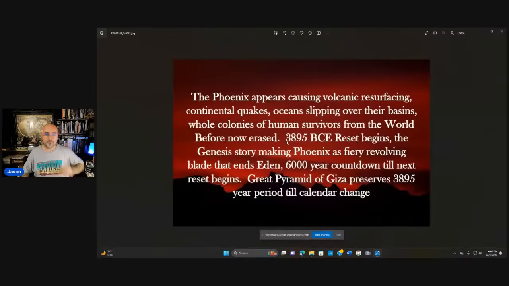So, the Phoenix appears. This is 3895 BC: volcanic resurfacing, continental quakes, oceans slipping over their basins, whole colonies of human survivors from the world before, they're now erased. 3895 BC, reset begins, the Genesis story making Phoenix as a fiery revolving blade that ends Eden. This begins the 6,000-year countdown till the next major reset. We're not talking about something as simple as the Phoenix phenomenon or Nemesis X. We are talking about a systemic reset, and this is what the Adam and Eve deal was.